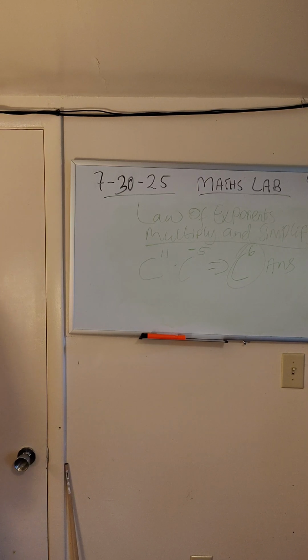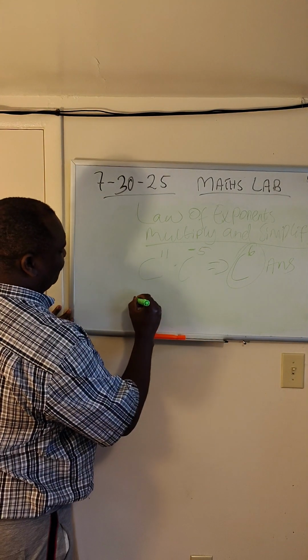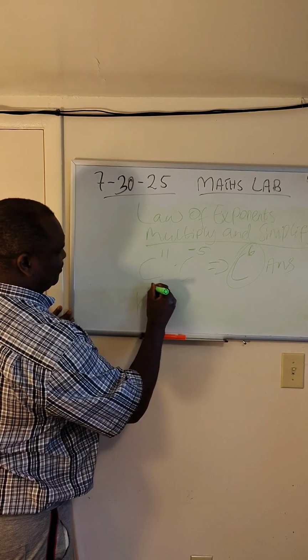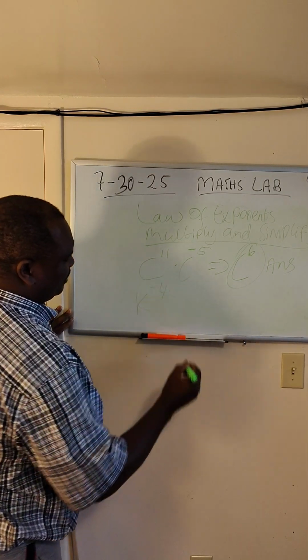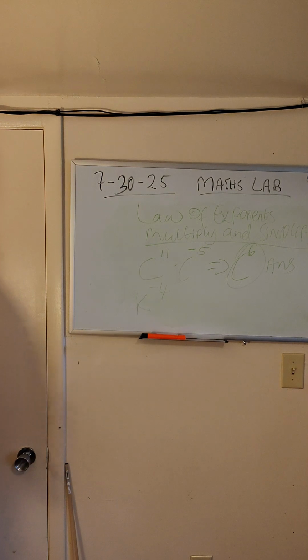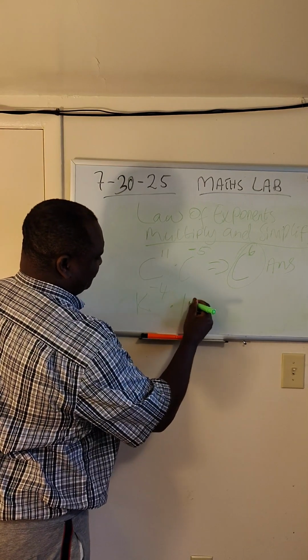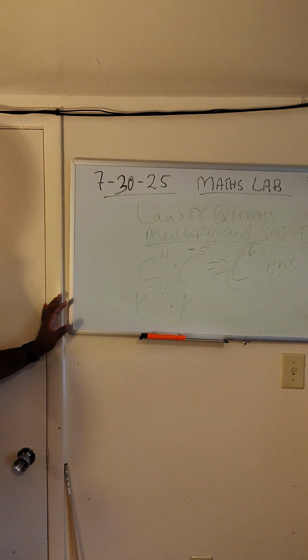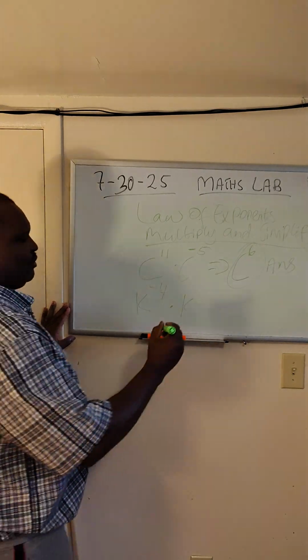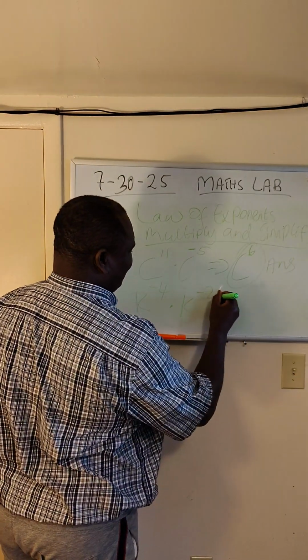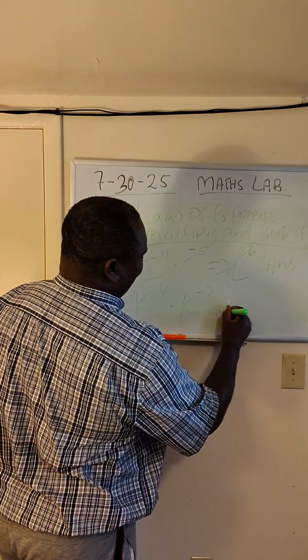So let us see how we would do this. k raised to the power of negative 4. They've given us k raised to the power of negative 4, and they are telling us to multiply that by k raised to the power of negative 2.